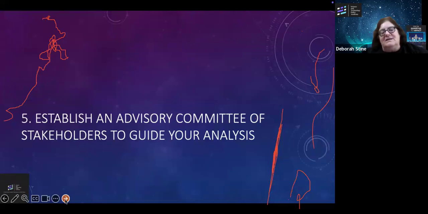So the next thing is establishing an advisory committee of stakeholders to guide your analysis. And this is something that I've done through all the different kinds of activities. Like I said, I was talking about health, but the study I did before this was on carbon dioxide reduction. Before that was on water issues. I've done things on energy issues. And having an advisory committee of stakeholders that you can engage with as you do the analysis from the very beginning can be really important in terms of its credibility.